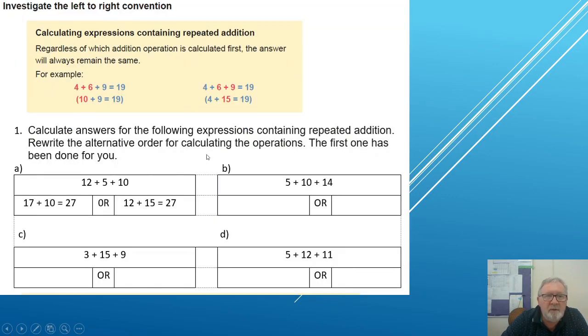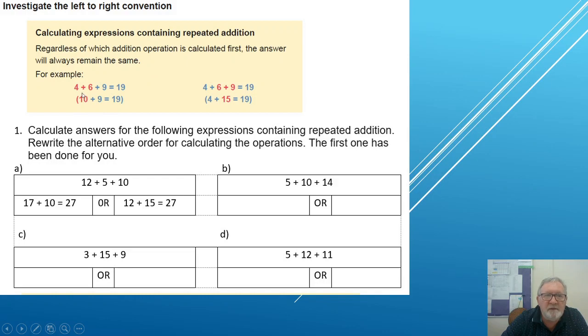Time for you to explore a bit more. So we're going to explore left to right for the moment, and in this particular case it's left to right with repeated addition. These expressions only have addition in them, and what we'll find is regardless of which operation is calculated first, the answer will be the same.